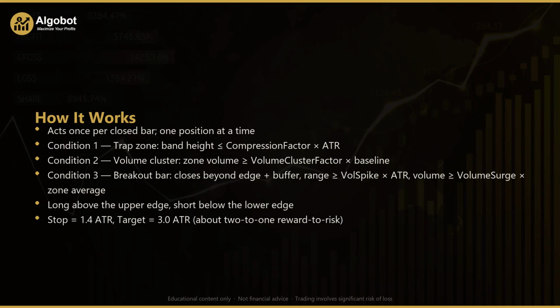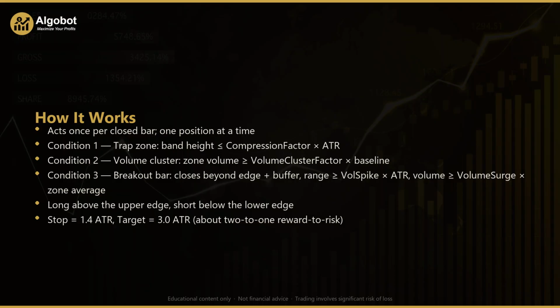The second condition is a volume cluster. The strategy measures the average tick volume inside the zone and compares it to a longer baseline window that came before the zone, 40 bars by default. The zone only qualifies when its average volume is elevated, at least the cluster factor times the baseline, 1.15 by default. Rising participation while price goes nowhere suggests capital is being absorbed and, in the strategy's language, trapped.